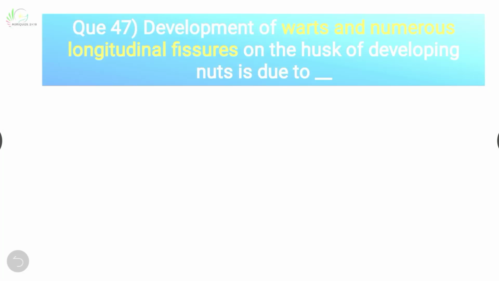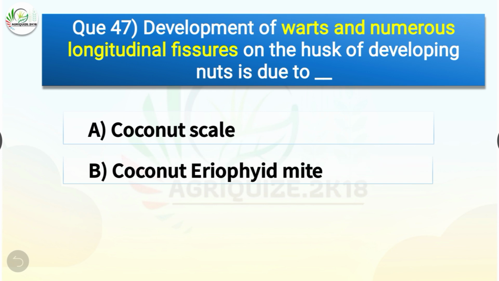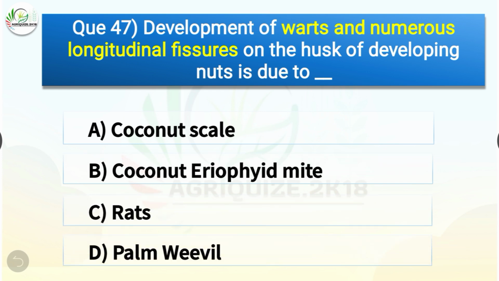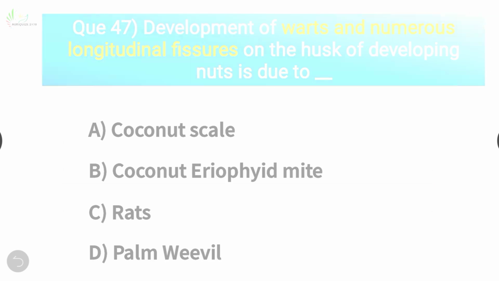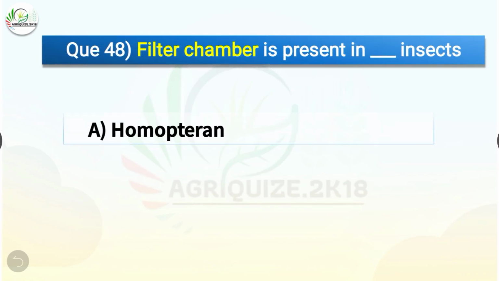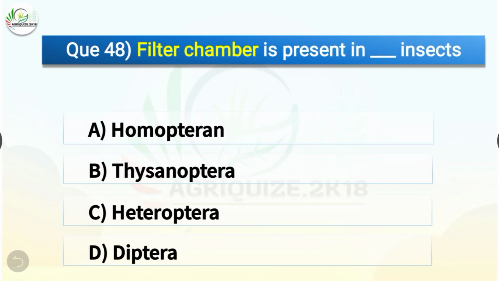Question number 47. Development of warts and numerous longitudinal fissures on the husk of developing nuts is due to? The options are coconut scale, coconut eriophyid mite, rats, or palm weevil. The correct answer is option B, coconut eriophyid mite. So, development of warts and numerous longitudinal fissures on the husk of developing nuts is due to coconut eriophyid mite. The scientific name for coconut eriophyid mite is Aceria guerreronis.